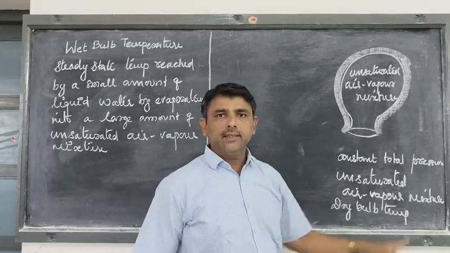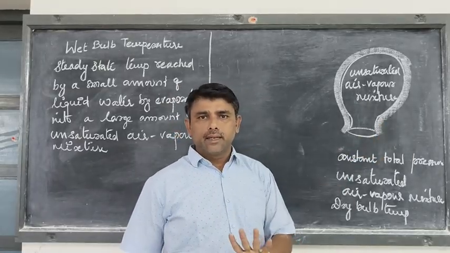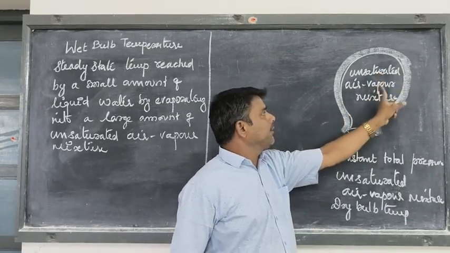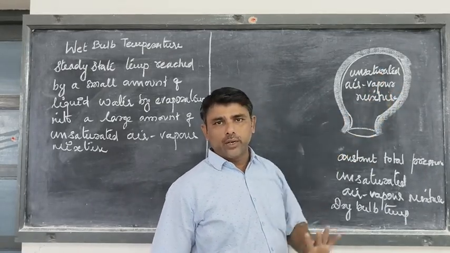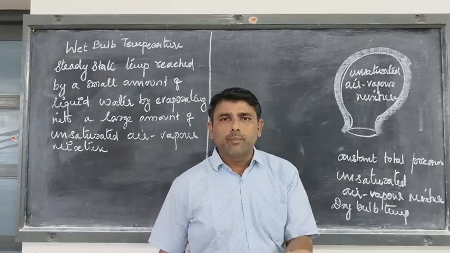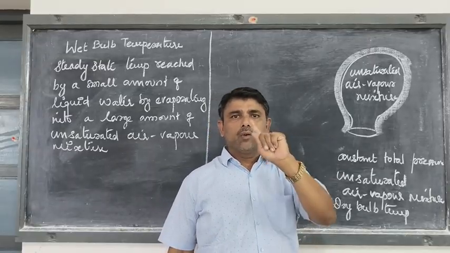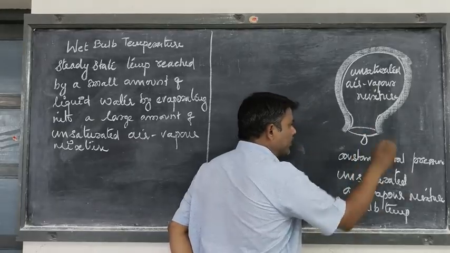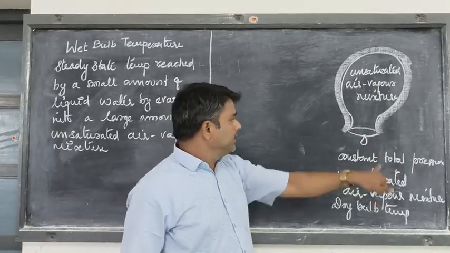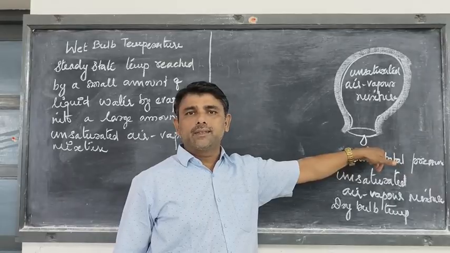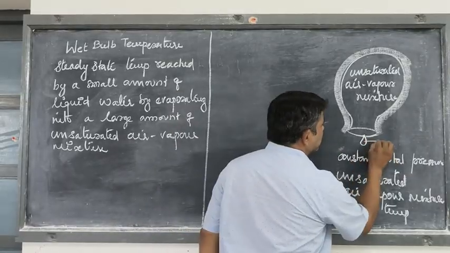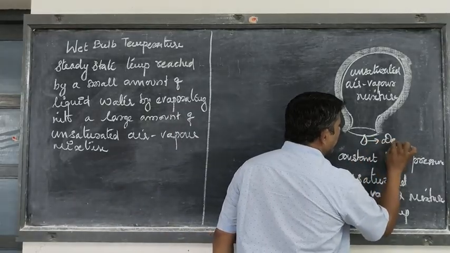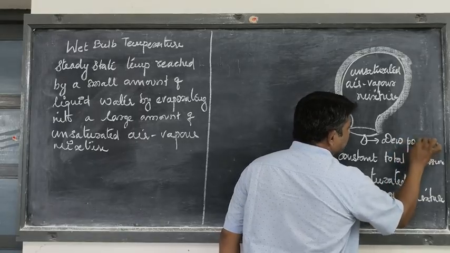To what extent will this temperature decrease? The unsaturated air vapor mixture becomes saturated. The excess water vapor will be condensed, and there will be a formation of dew. First dew forms at some temperature, and this temperature is called the dew point temperature.